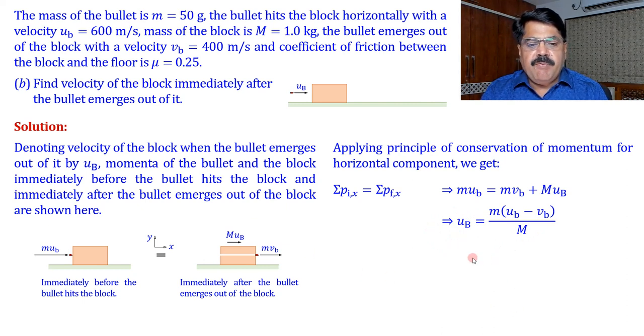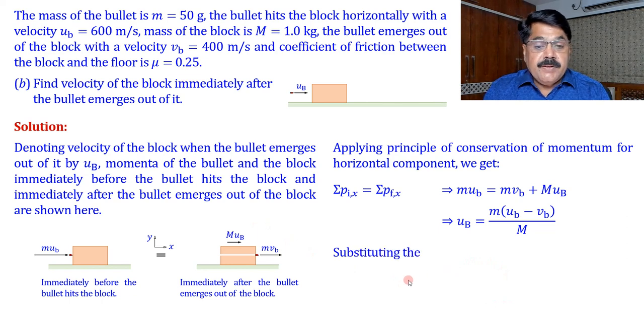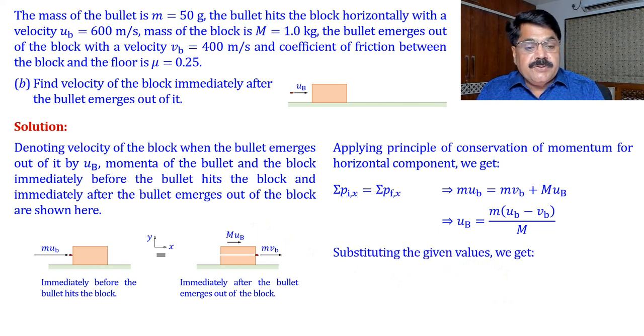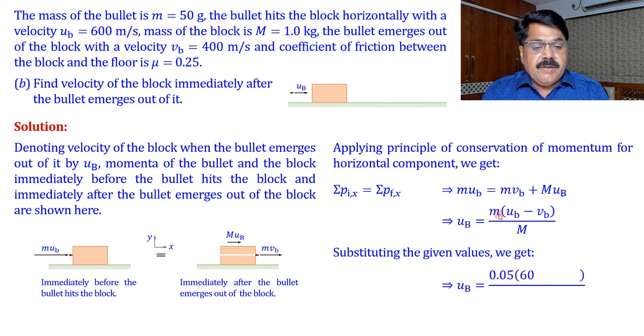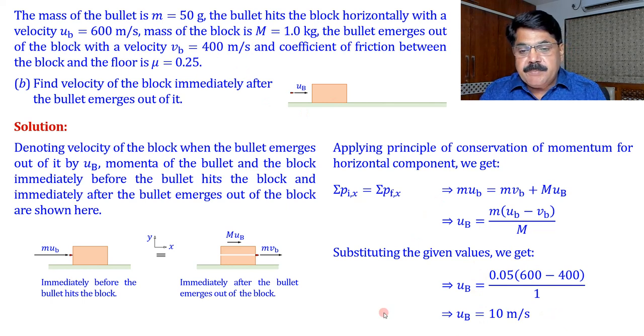Now substituting values, we can find this velocity. Substituting the given values, we get u_B equals 0.05 kg times (600 minus that velocity, 400) upon mass 1 kg. So what you get? u_B equals 10 meters per second. So the block has acquired a velocity of 10 meters per second because of the piercing process.